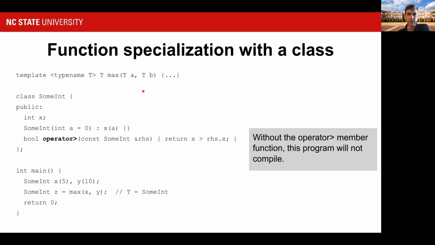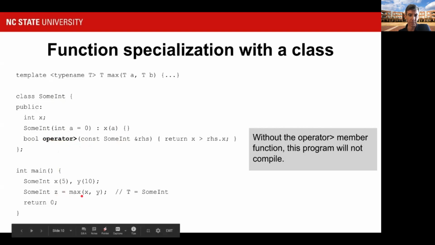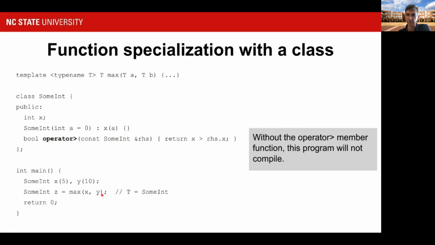Okay, so in addition to that, let's just look at an example. I could create some class called SumInt, and then inside SumInt, I have an integer x, and then I define on SumInt an operator greater that'll tell me which object is greater, either the object this operator is called on or the object it's called against. And as long as I define this operator, if I pass a couple of SumInts into max, then the compiler will be able to specialize it properly.